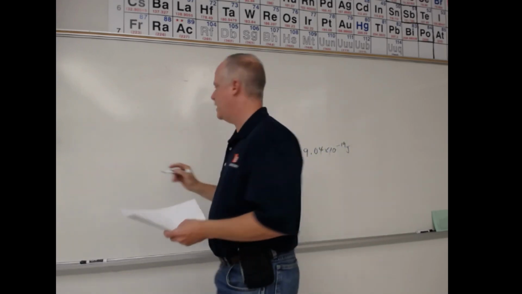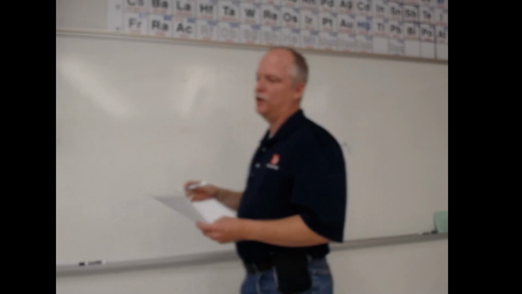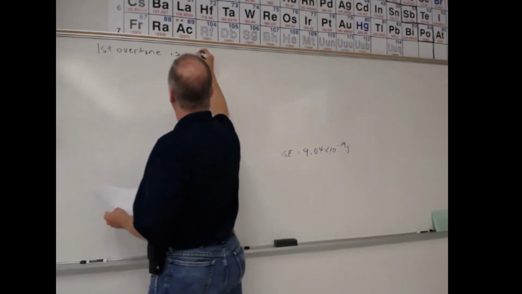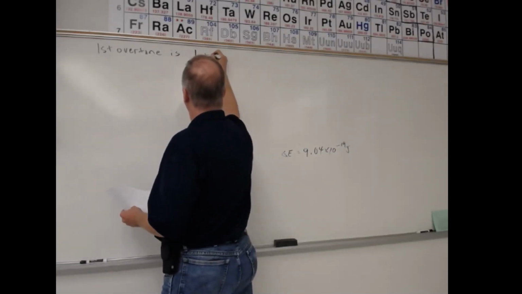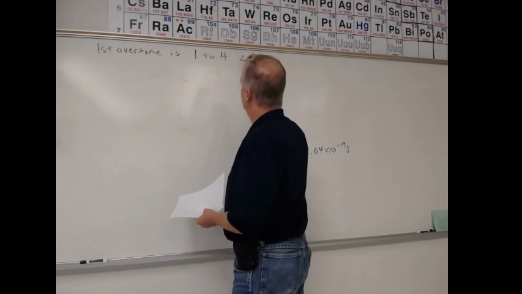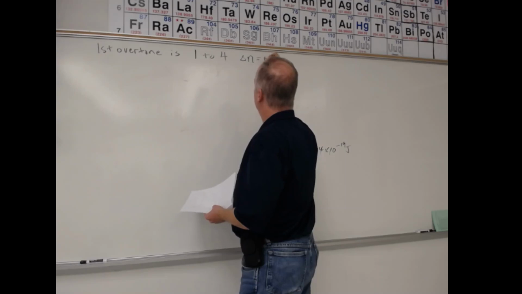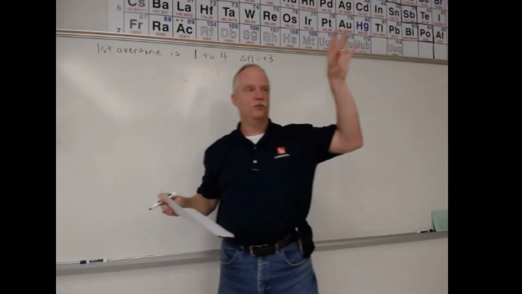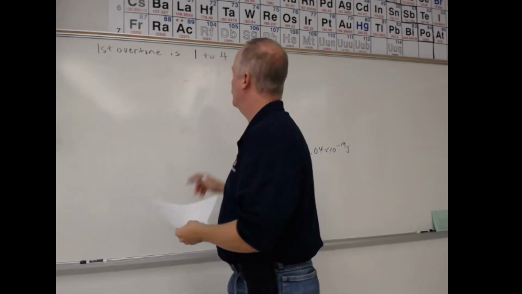Okay, so that's delta E for the first overtone. First overtone is 1 to what? 4, exactly. Delta N is equal to plus 3. The fundamental is delta N equals plus 1, and it goes 1 to 2. So then 1 to 4.